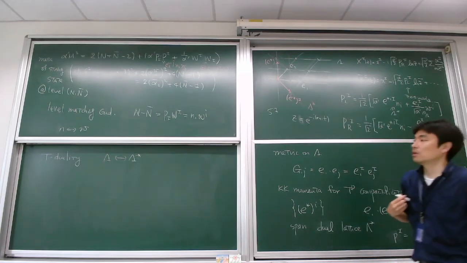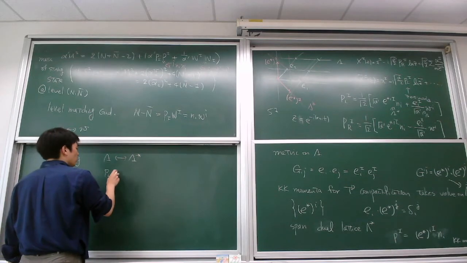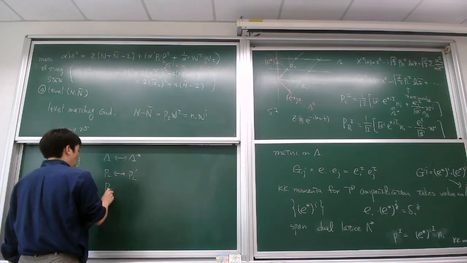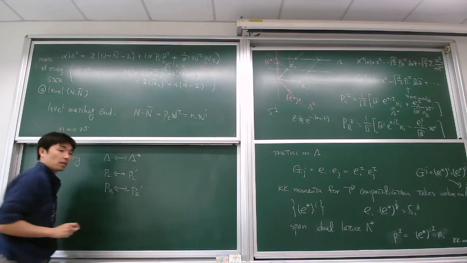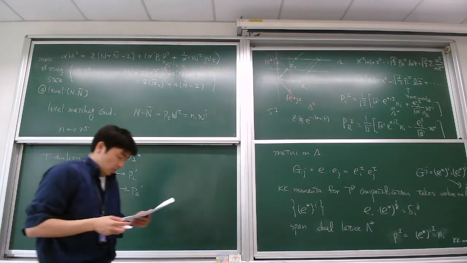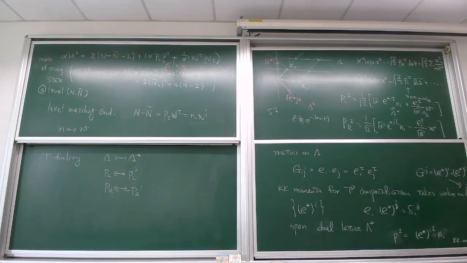So again, what we have is very similar to what we have seen in the S1 compactification, but in the right moving sector, or holomorphic sector, you get a minus sign. It's very similar to what we have seen in the S1 compactification.